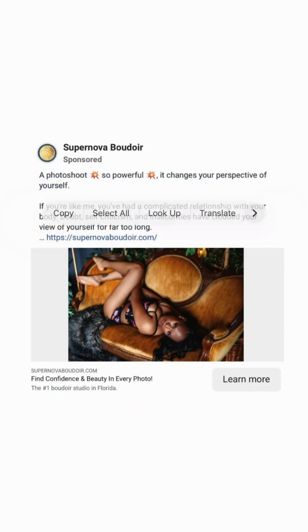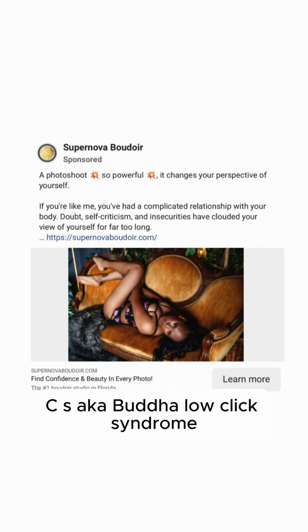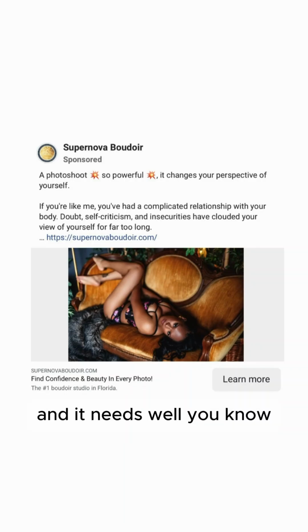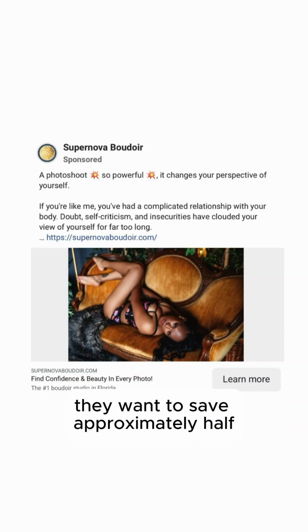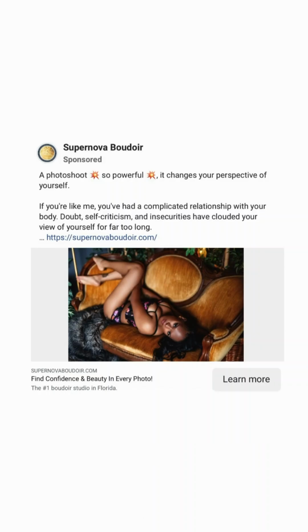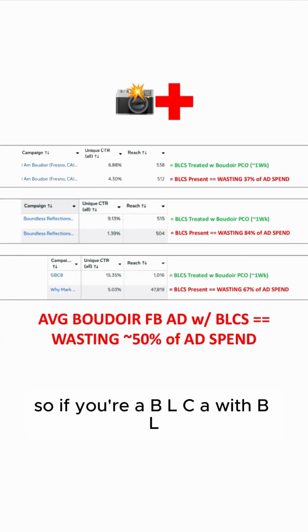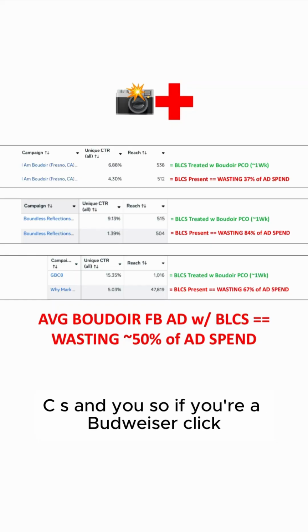So from what I'm seeing here, I do believe this Boudoir Facebook ad has BLCS, aka Boudoir low click syndrome. And if they want to eliminate approximately half their wasted ad spend, the treatment for that is Boudoir Pico.